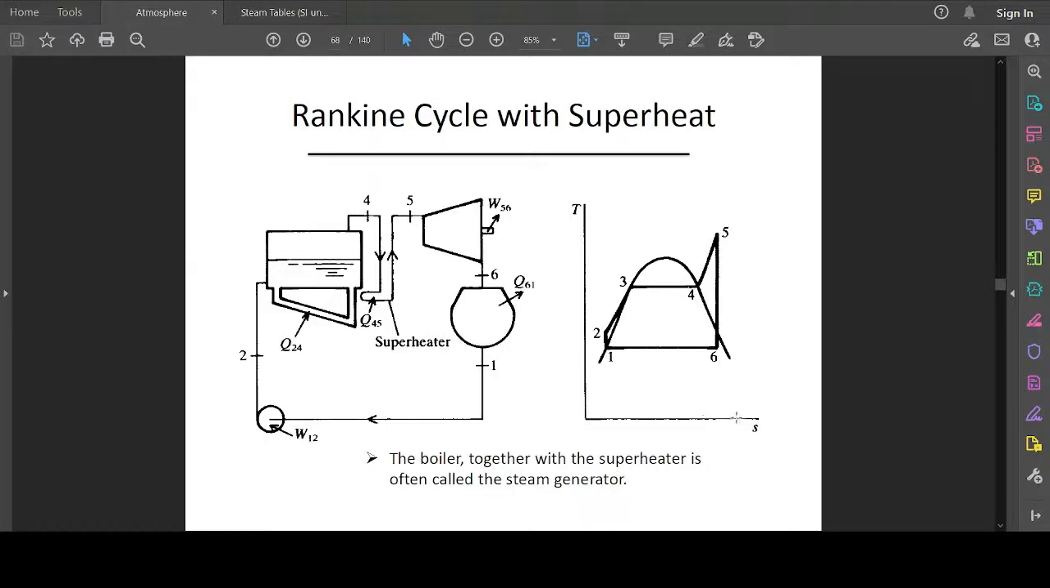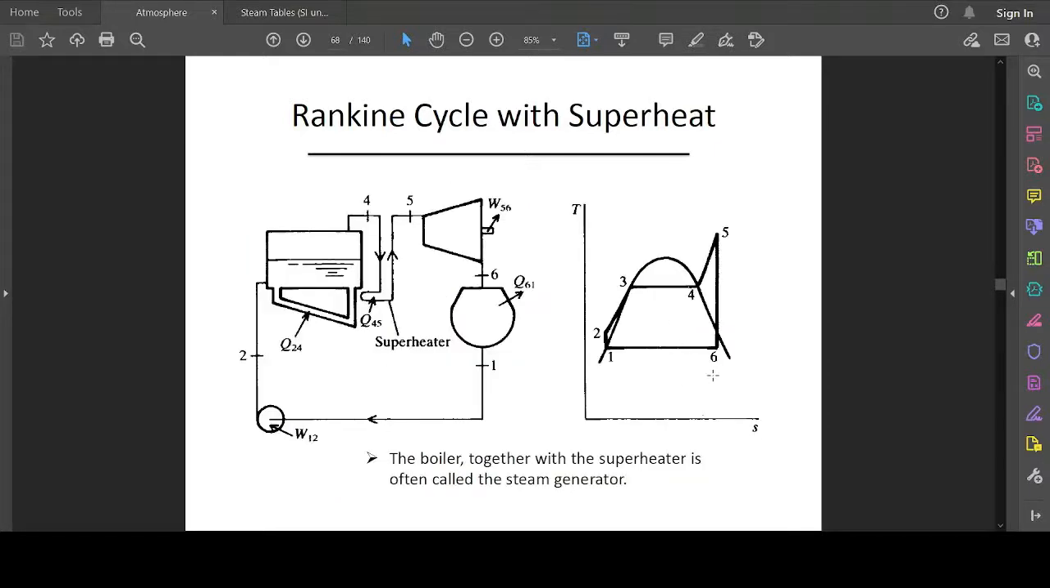So the Rankine cycle with superheat is presented here in the scheme. So we have the boiler, and here we can add additional heat between stages 4 and 5 to superheat the steam that is leaving the boiler. So the high quality steam now goes into the turbine to do the work. At the exit, the low quality steam comes out, with the condensation here taking it back to the pump, and the pump taking it back to the boiler at the operating condition. So the boiler together with the superheater is often called the steam generator.